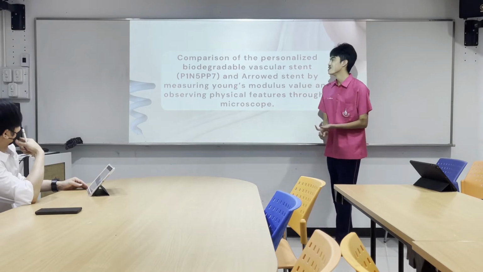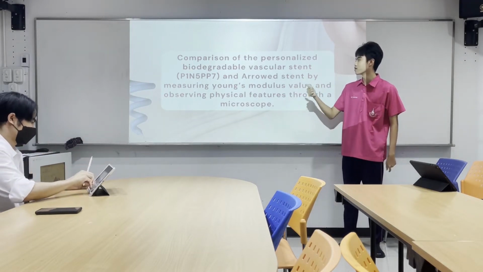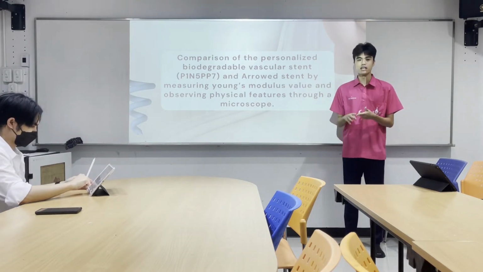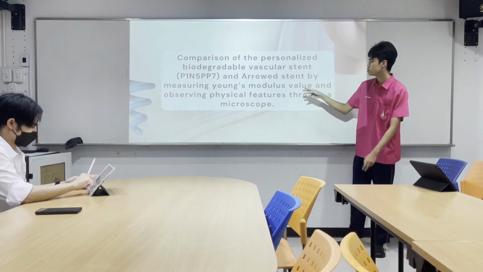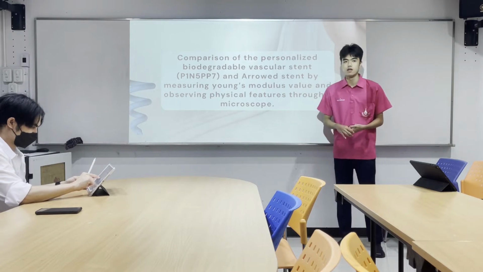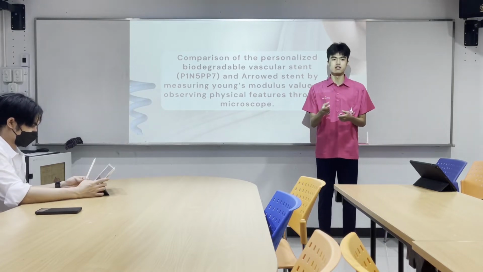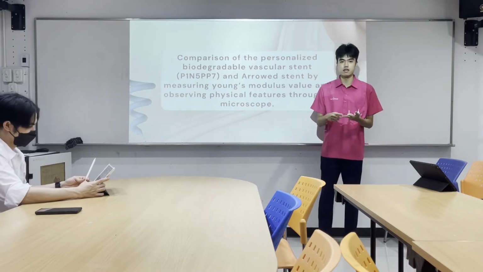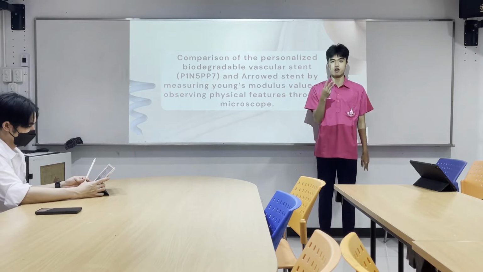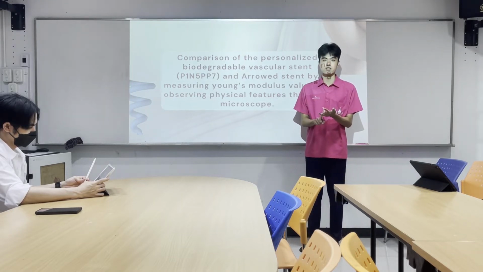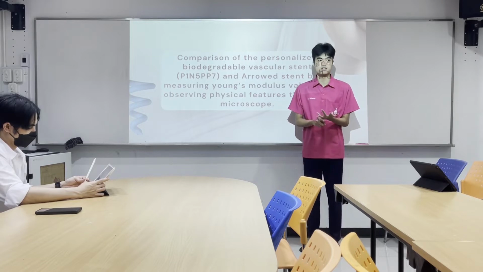So this one is a comparison of the personalized variable vascular stents and arrow stents. This arrow stent is made by a Chinese person named Wen Wu. We will measure the Young's modulus value and observe the physical features through a microscope. We will test the stent in the blood simulation that we make from a pump and pipe, in 3 different conditions of blood, which mimic a patient with diabetes, hypertension, and a normal person with under-control blood.